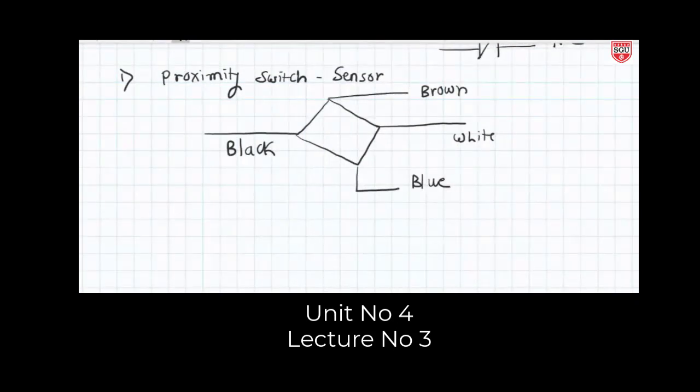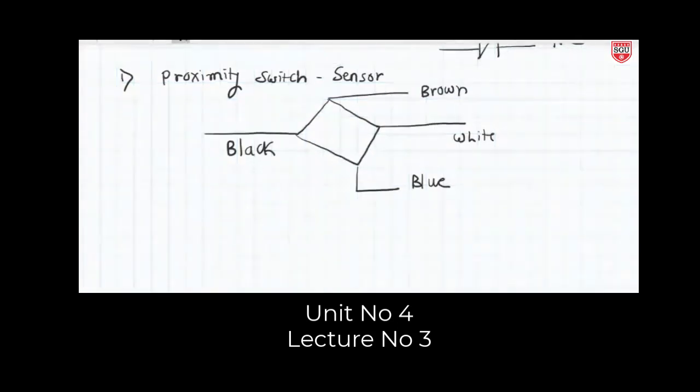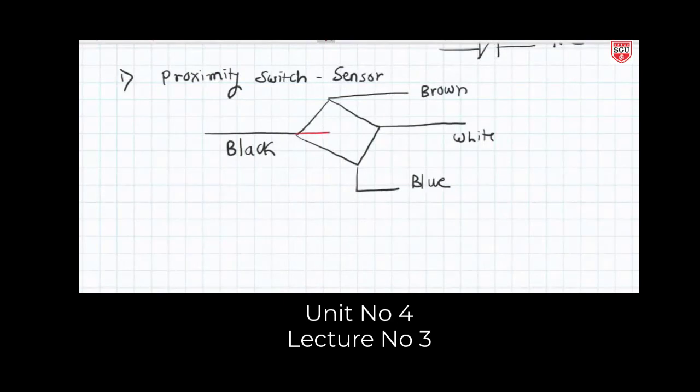In general, there are 4 wires if we consider a standard proximity switch, and nowadays we are finding only 3 wires. In some cases, there are 3 wires where one wire gets clubbed. That also I will show later. In between, there is one switch present inside the sensor.